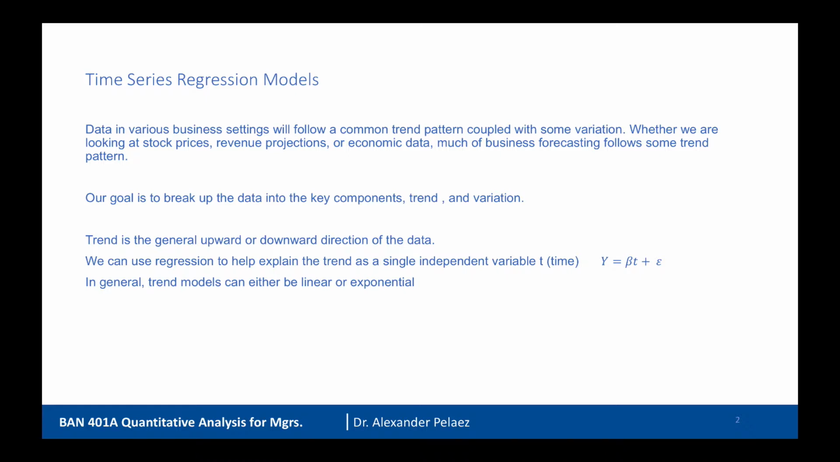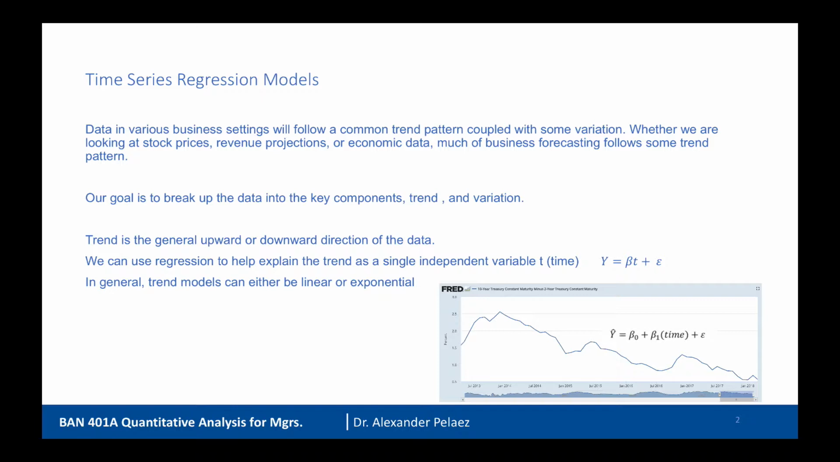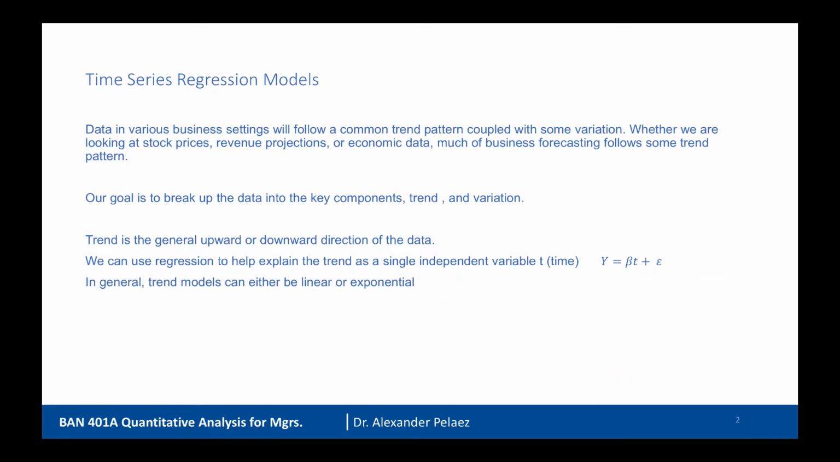The trend is the general upward or downward direction of the data, and we will use regression to help explain the trend as a single independent variable. So our single independent variable will be time, there'll be a beta coefficient, and of course there'll be an intercept that will be provided. In general, our trend models could be linear or exponential, and all the other techniques that are in regression are applicable.